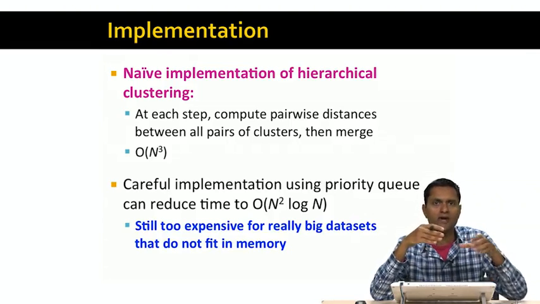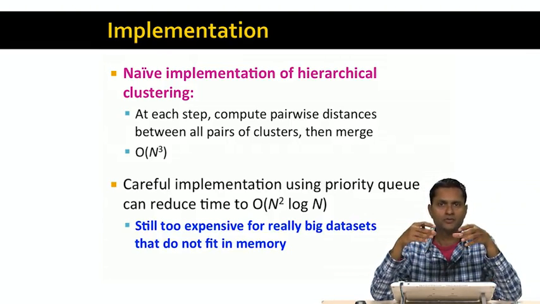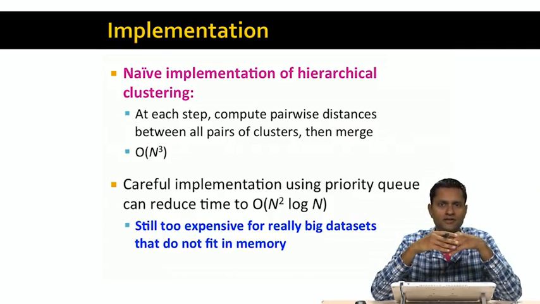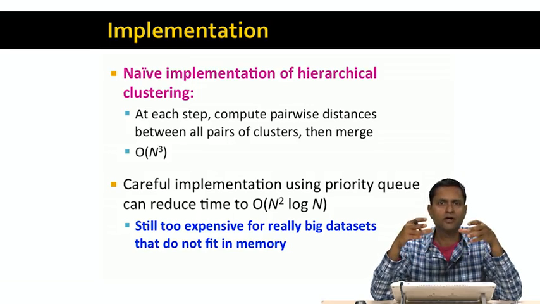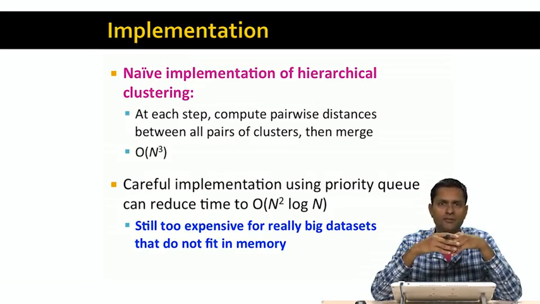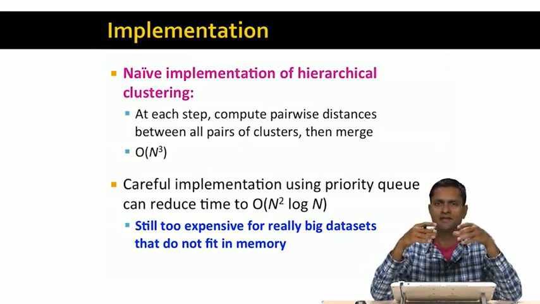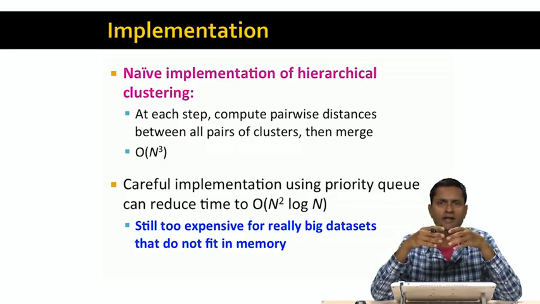Now, if we do a careful implementation using priority queues, we can reduce the complexity to order n squared log n. N squared log n, though, is still too much for really big data sets that don't fit in memory. When n is of the order of millions, order n squared log n can get out of hand pretty soon. That's why hierarchical clustering is not commonly used for really big data sets that don't fit in memory. It's primarily used for small data sets that do fit in memory. When you have really large disk resident data sets, we use other methods of clustering, which we turn to next.